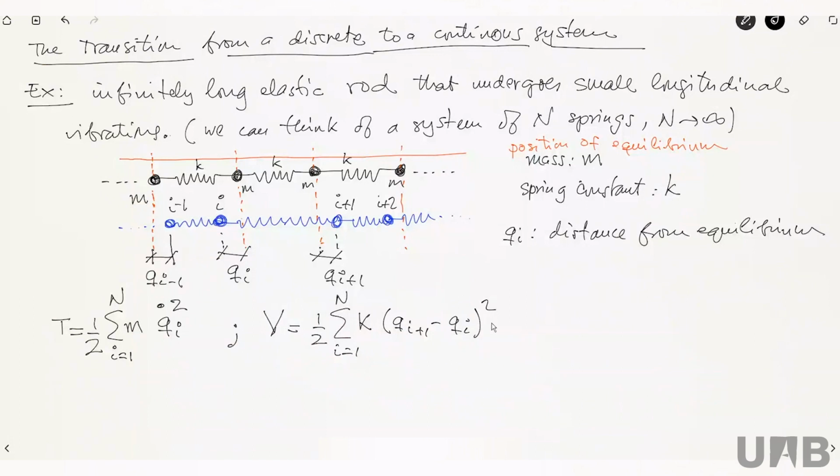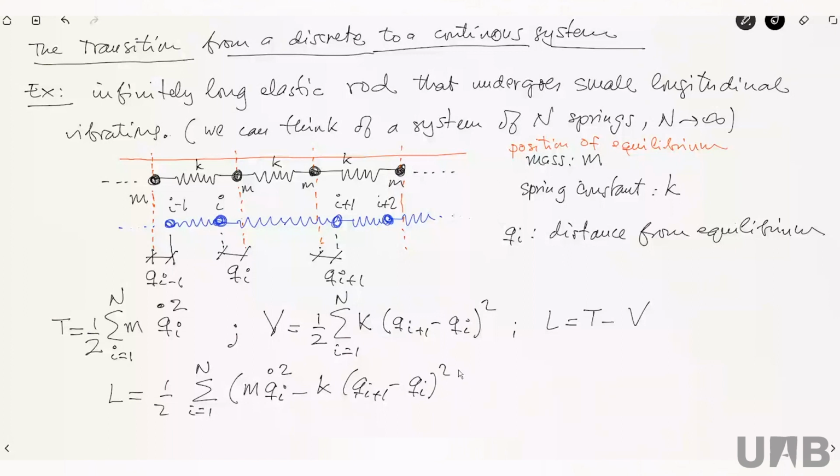Okay, so that means that I have a Lagrangian. This is a non-relativistic system, so the Lagrangian is T minus V. And it's as simple as that. So I have a system given by this sum over i from 1 up to n of (1/2) m q_i dot squared minus (1/2) k (q_{i+1} minus q_i) whole thing squared. So that is my Lagrangian.